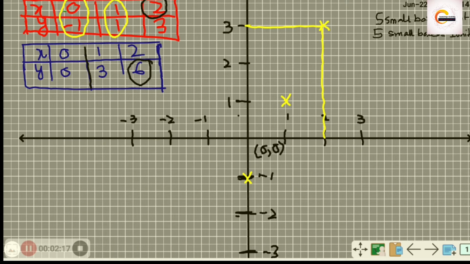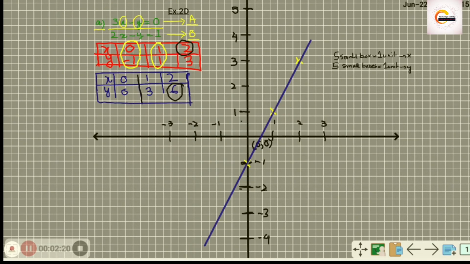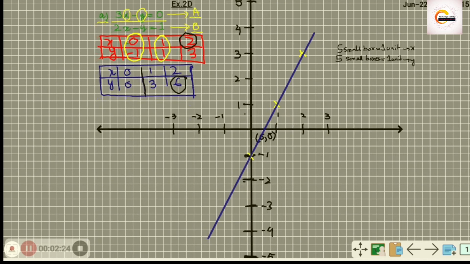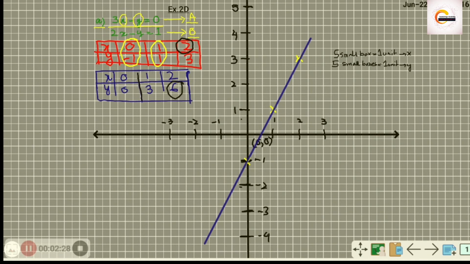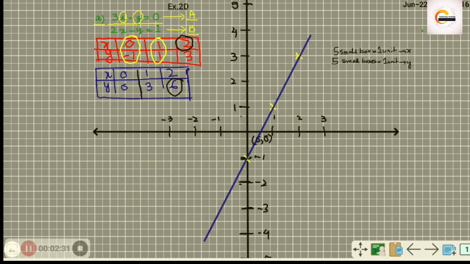I'm going to draw a straight line. This is the straight line whose equation is 3x - y = 0. Now let's plot the other 3 points, okay?